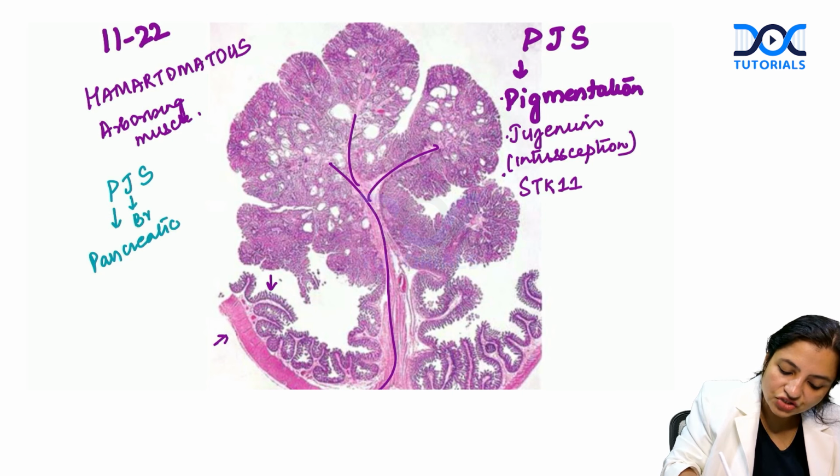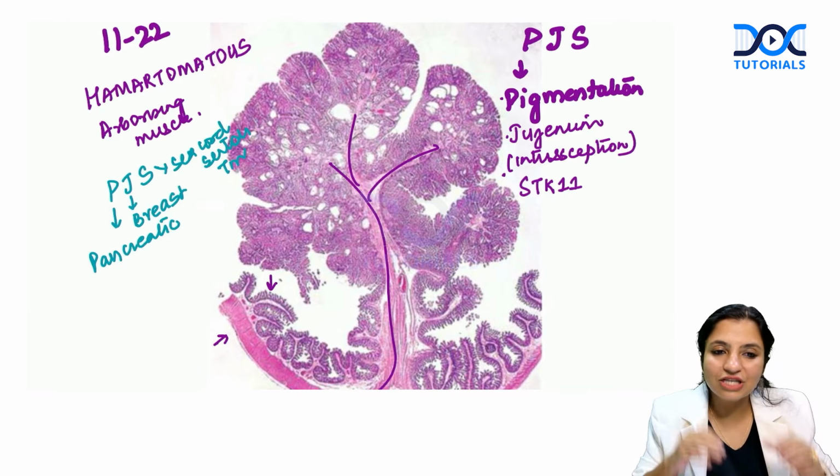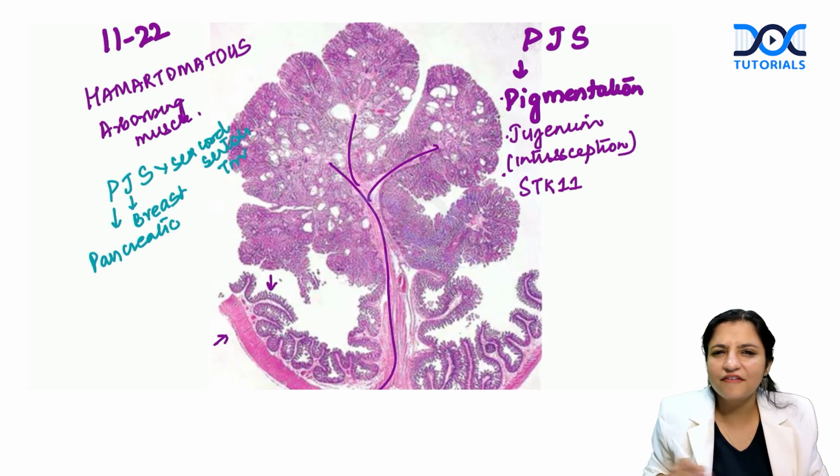J is JB, breast cancers. And S, it causes sex cord tumors, sex cord Sertoli tumors of ovary or testis. Okay, so that's very, very classical other tumors which can occur in this. So if you know this, you will know everything about Peutz-Jeghers.